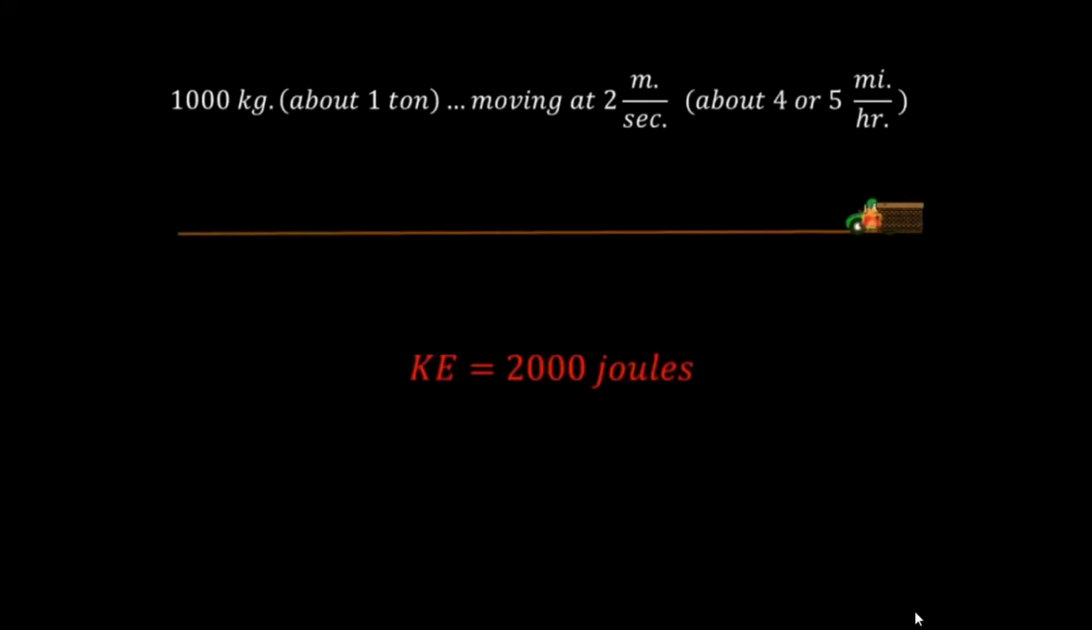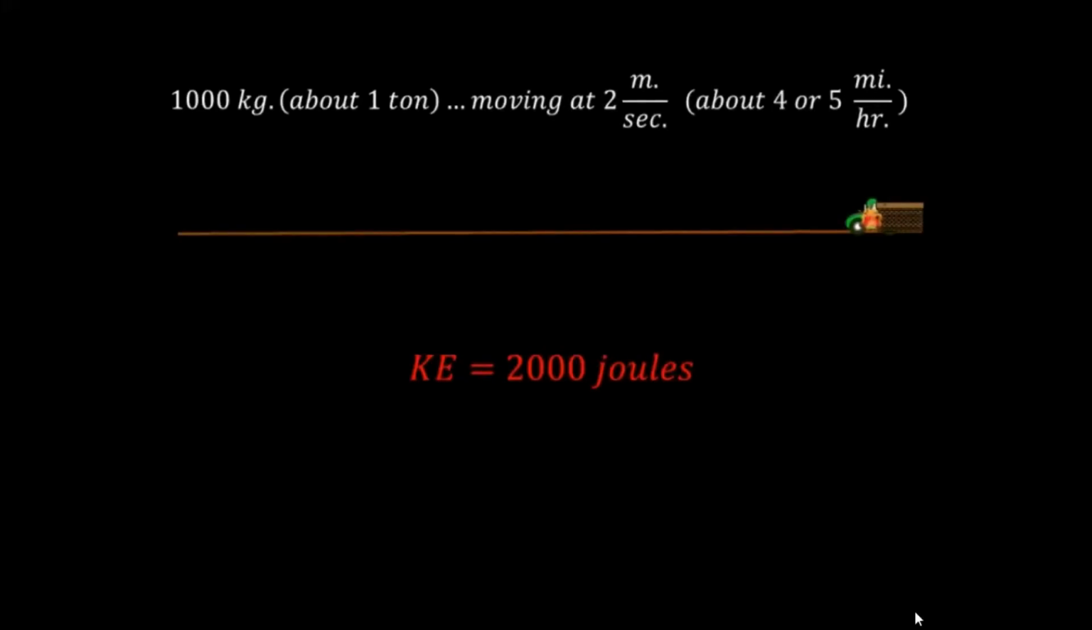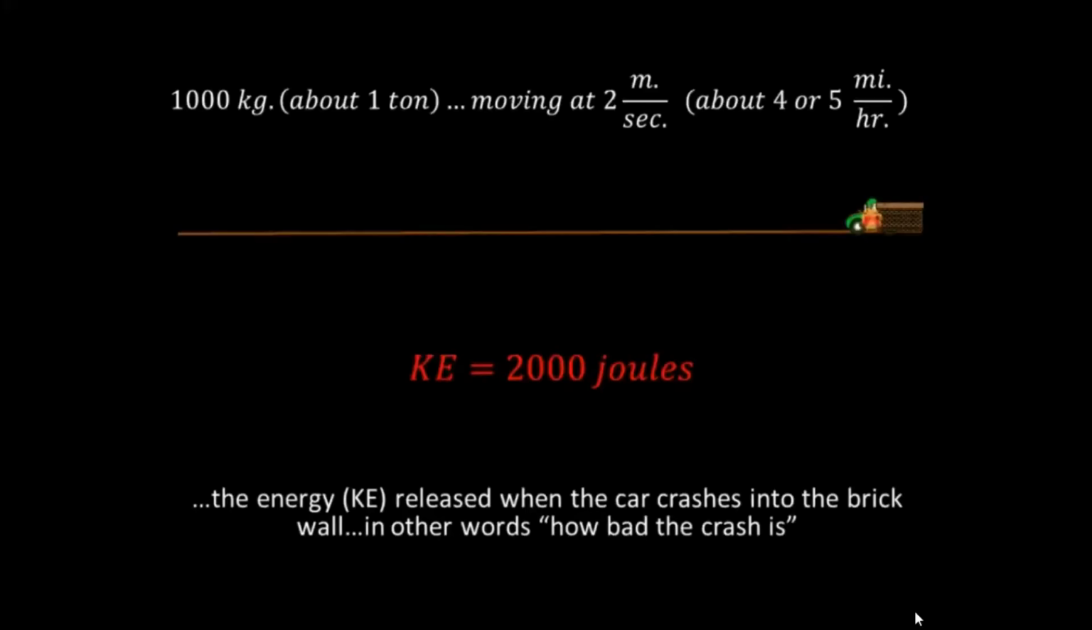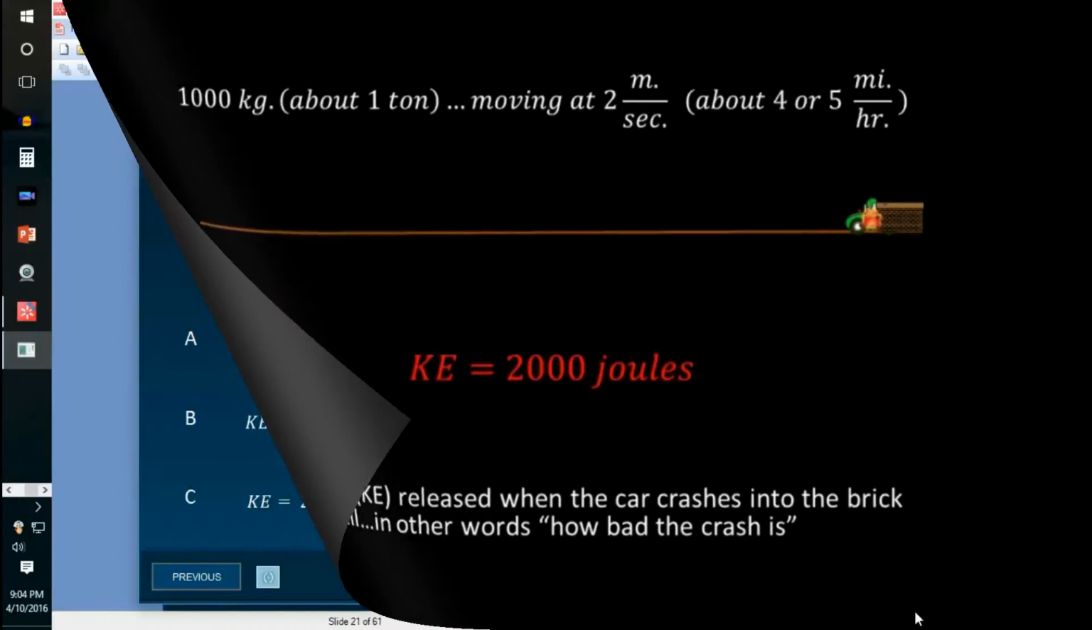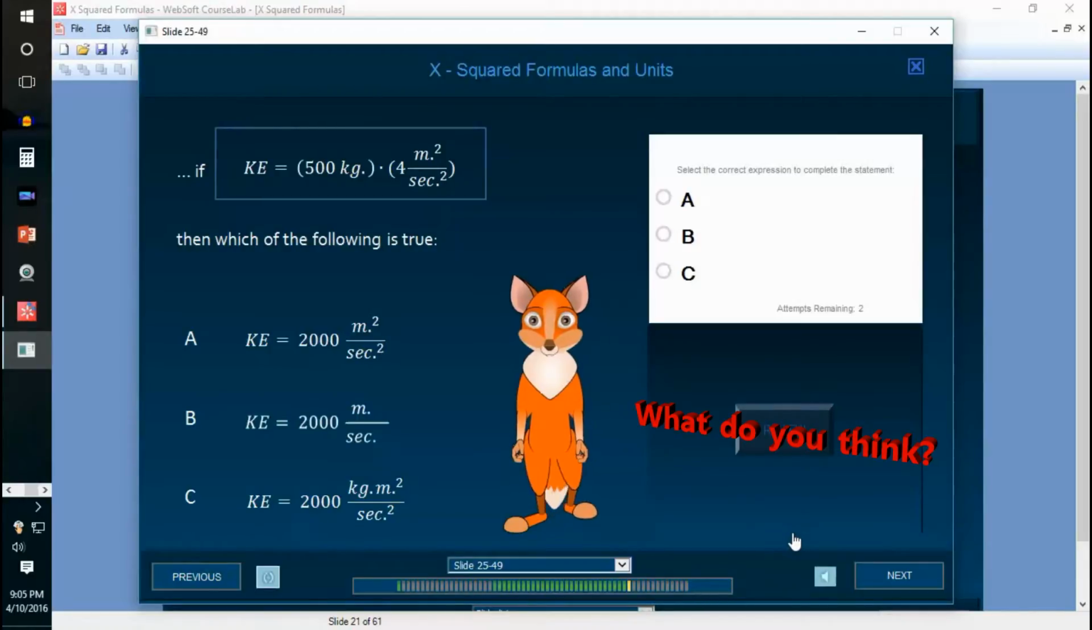When our car collides with the wall, the release of energy is approximately 2,000 joules, because that was the energy that it had when it was in motion. And when it is stopped, that energy had to go somewhere. In other words, how bad the crash is the kinetic energy of the car. If the kinetic energy equals 500 kilograms times 4 meters squared per second squared, then which of the following is true?